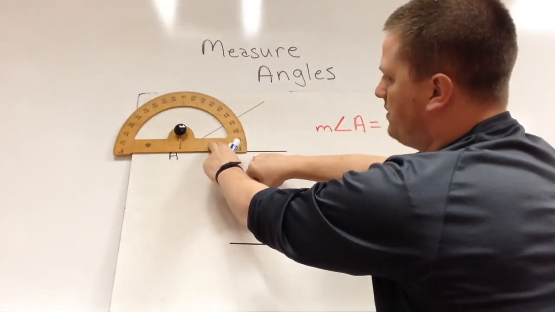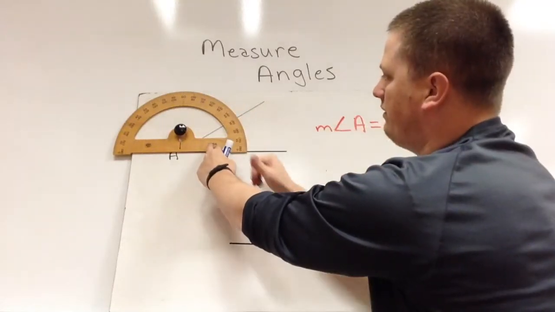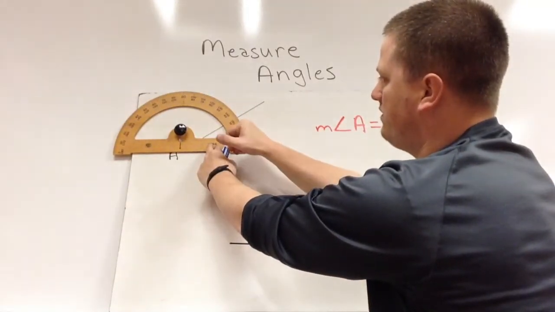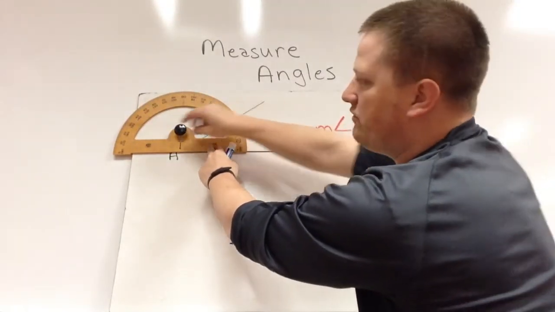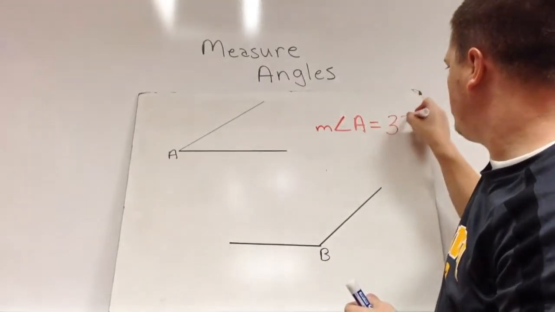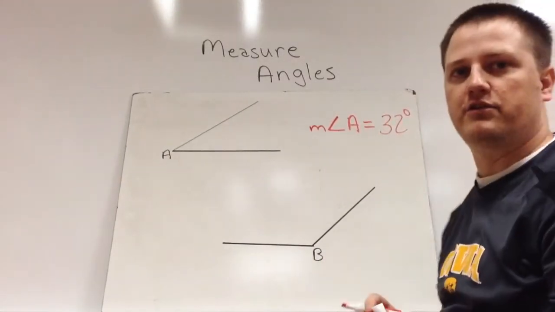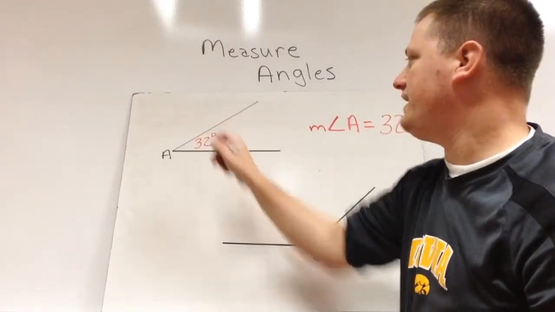measure. Since I'm on the right, I'm going to use the smaller numbers on the right and count to the left. So here's 0, 10, 20, 30, and it looks like about 32 degrees. So we'll label this 32 degrees, such as that. You can also put that measurement inside the angle.